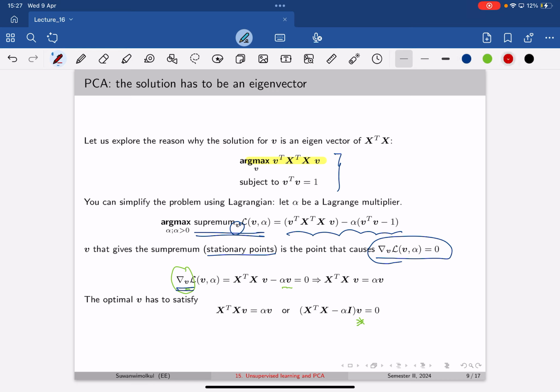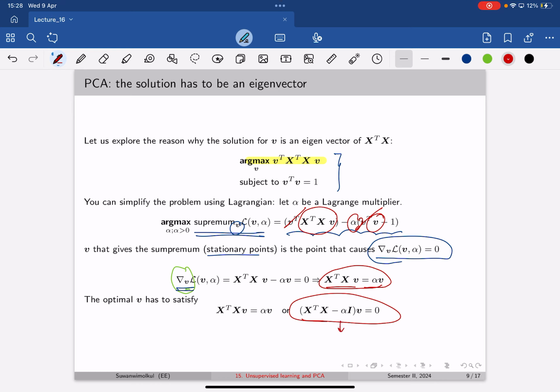That means this vector will be gone, that vector will be gone. So we end up with alpha times V here, and for the term before, that's going to be X transpose X times V, equal to 0. So you have X transpose X times V equal to alpha times V here. And actually, this is the definition.